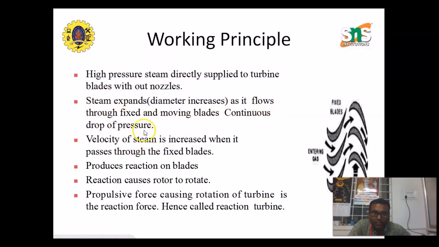Continuous drop of pressure takes place. Velocity of steam is increased when it passes through the fixed blades. It produces reaction on the blades. Therefore, the propulsive force causing rotation of the blade is the reaction force. Hence, it is called the reaction turbine.